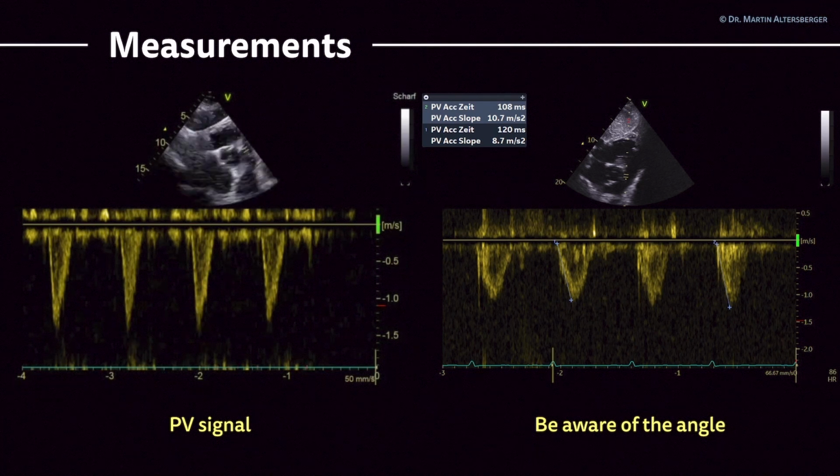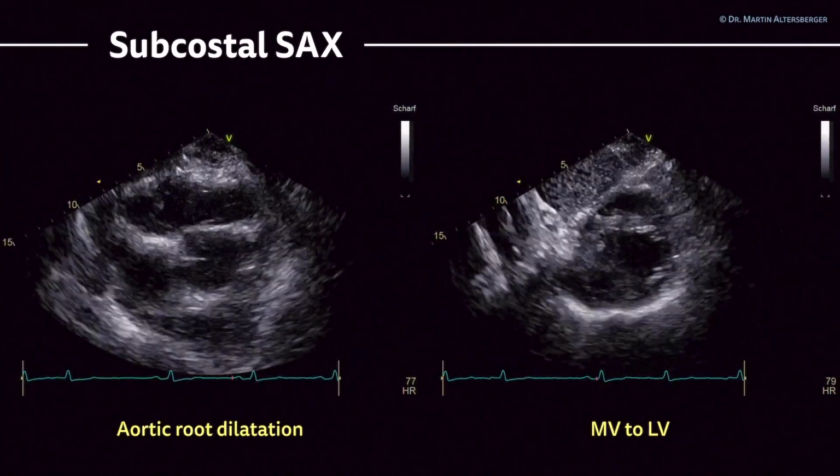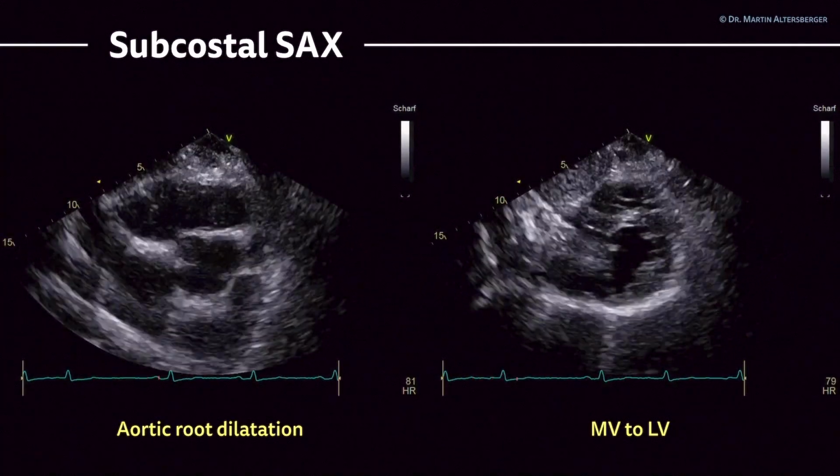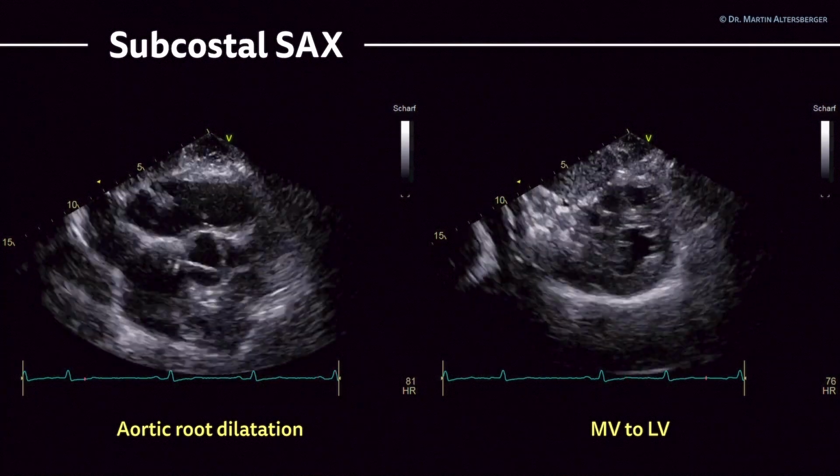after the pulmonic valve. You want to place the pulse wave Doppler, but if the angle is not optimal, you will not get accurate signals. So always be aware that the angle should be as optimal as possible, because if you do not have the optimal angle, the signals you get will be simply not true. In this case, you have truly a dilatation of the aortic root. Still, this is a subcostal short axis view.